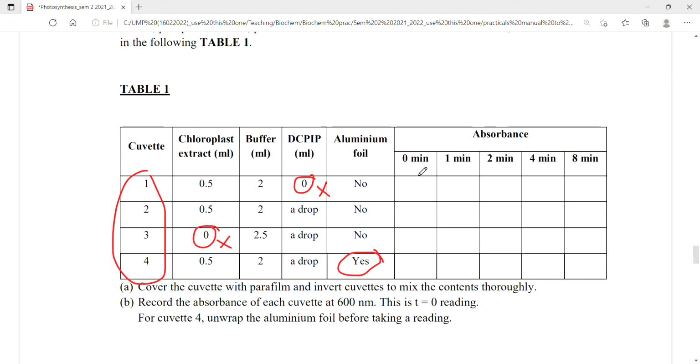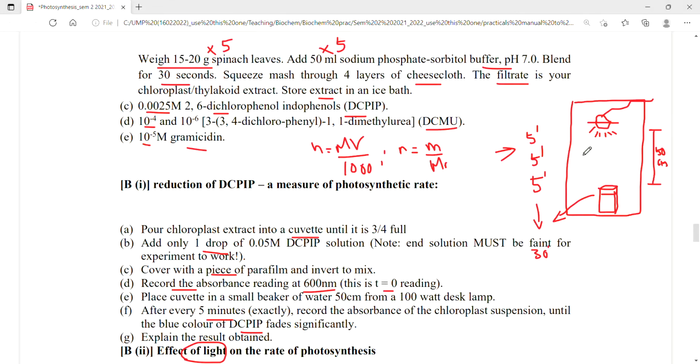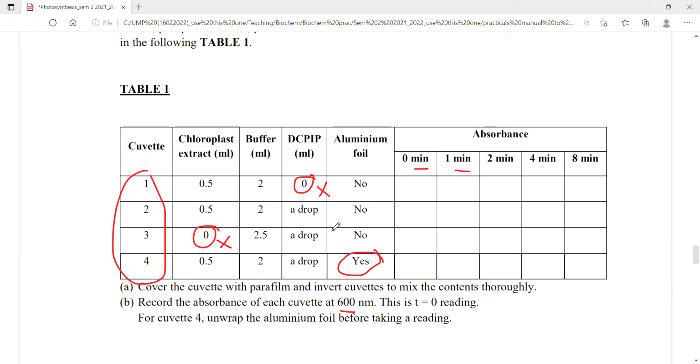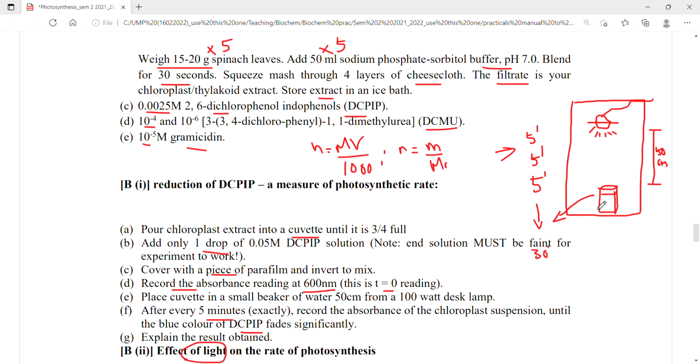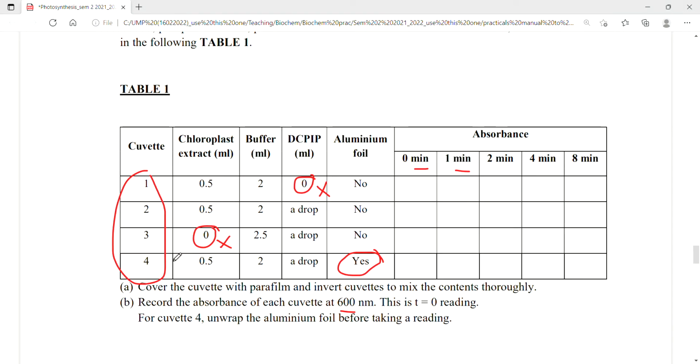Okay, so do this for the 4 cuvettes, and then again put it into the light source. Expose it for the first one 0 minute, and read at 600, no exposure to the light, and then expose to 1 minute of light, and then read all. Of course, for this one, number 4, take out the aluminium foil and then only read in the spectrophotometer, then immediately put back the aluminium foil for the experiment. Okay, even inside this light source must have the aluminium foil for cuvette 4 alone. So expose it 2 minute, the total time 2 minute, 4 minute, and then 8 minute.